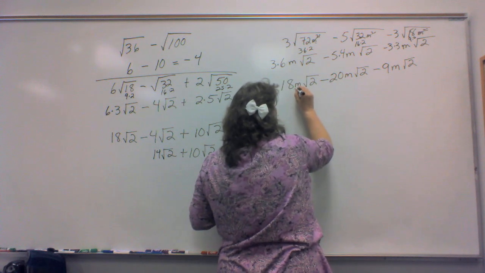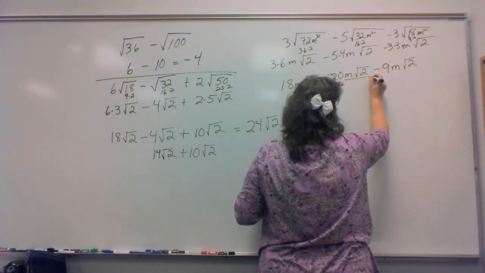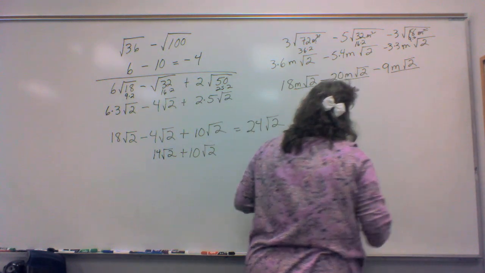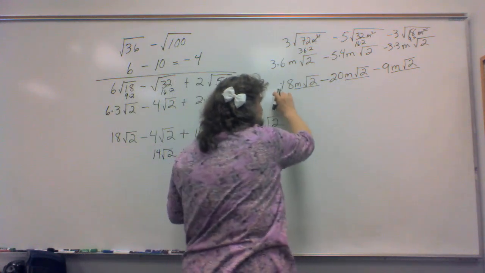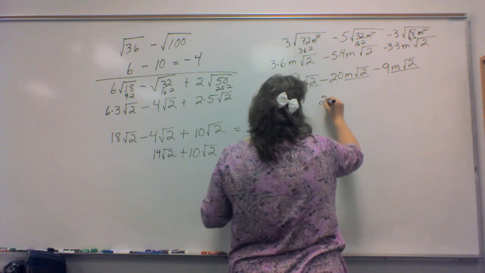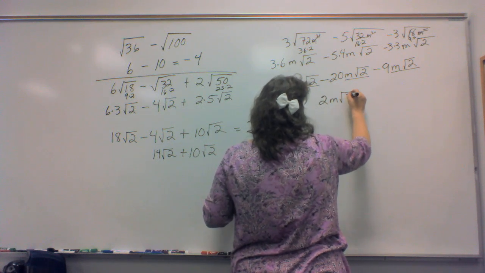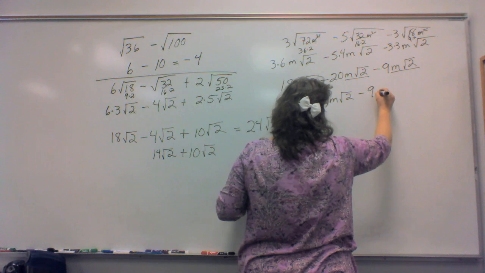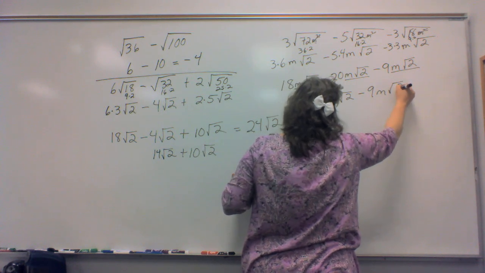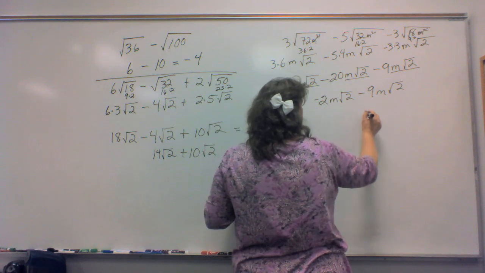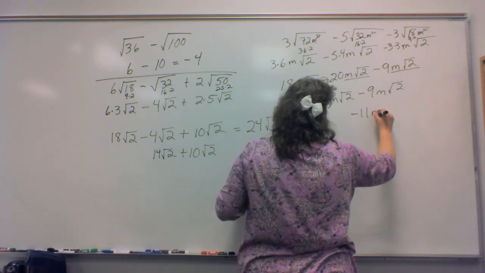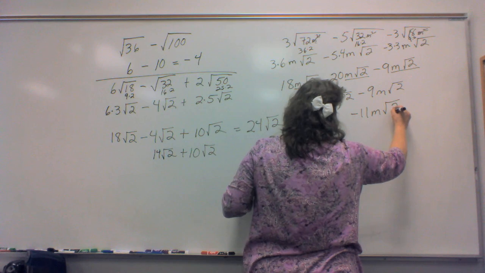Notice, every one of them has m square root of 2. They have to have that to be able to be combined. So 18 minus 20 is negative 2m square root of 2, minus 9m square root of 2. Negative 2 minus 9 is negative 11m square root of 2.